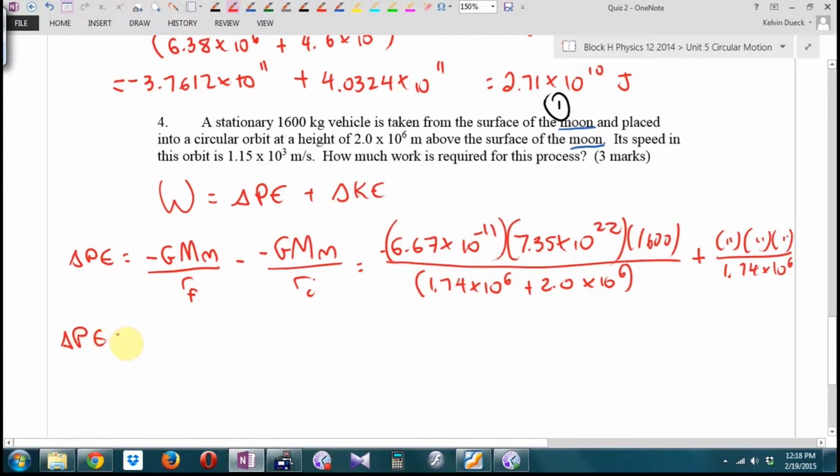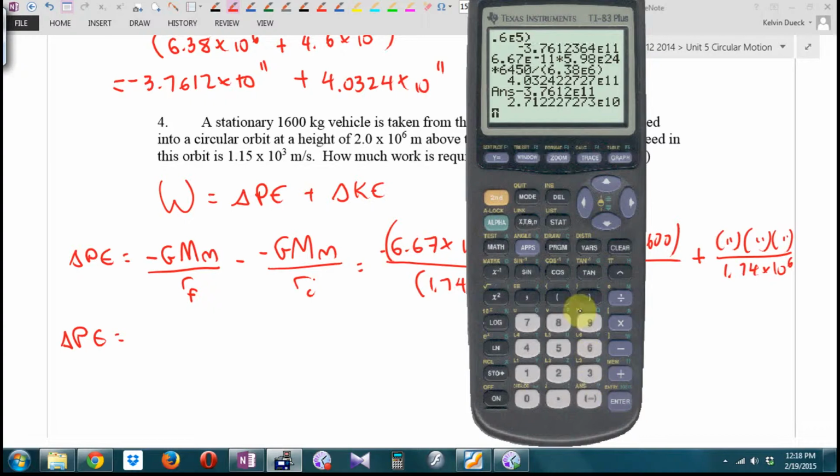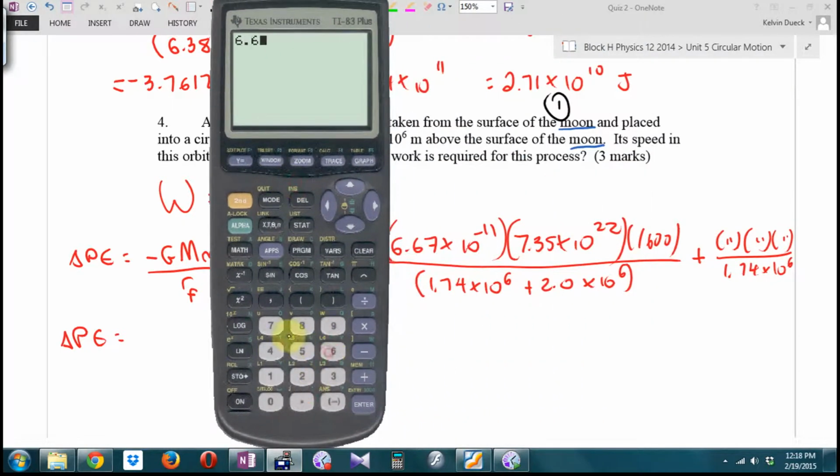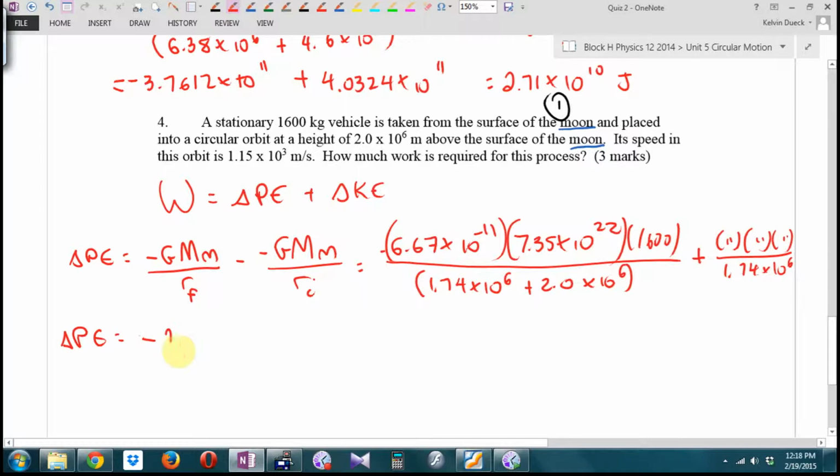The change in potential is going to be (6.67) scientific notation negative 11 times 7.35 scientific notation 22 times 1,600 divided by bracket 1.74 scientific notation button 6 plus 2.0 scientific notation button 6. Is that right? 2.0973 times 10 to the 1, 2, 3, 4, 5, 6, 7, 8, 9. 2.0973 negative, Mr. Dueck. 2.0973 times 10 to the 9th. I forgot to put the negative sign in, but I caught myself.